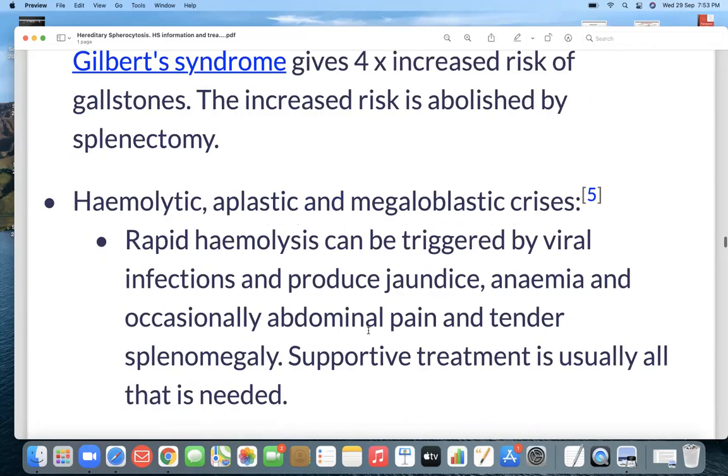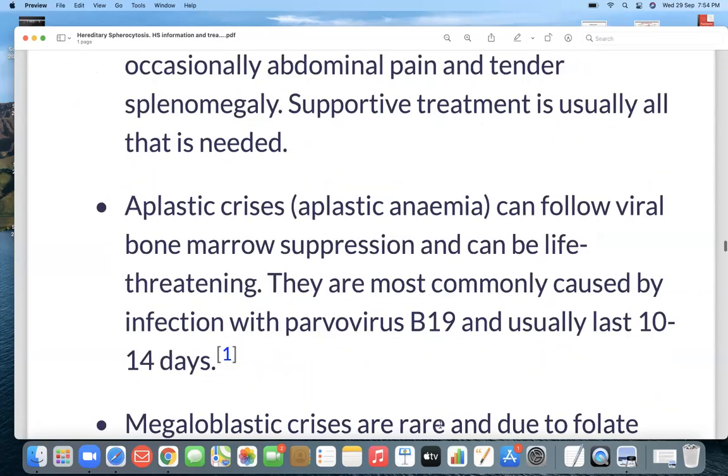Other complications are the hemolytic, aplastic, and megaloblastic crises. Rapid hemolysis can be triggered by viral infections. So you have to be very careful. If the history is given that the child has fever, it can be precipitated. Rapid hemolysis can be triggered by viral infections and produce jaundice, anemia, and occasionally abdominal pain and tender splenomegaly. Supportive treatment is usually all that is needed.